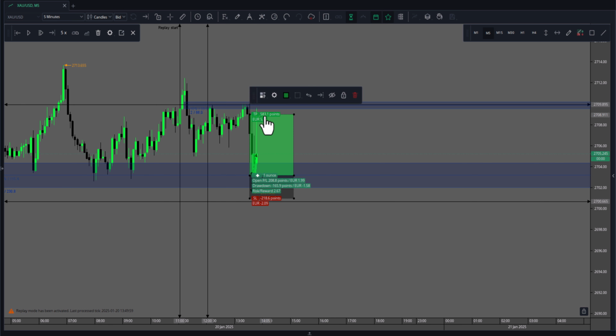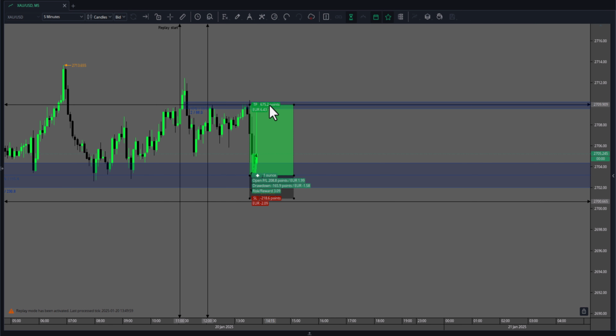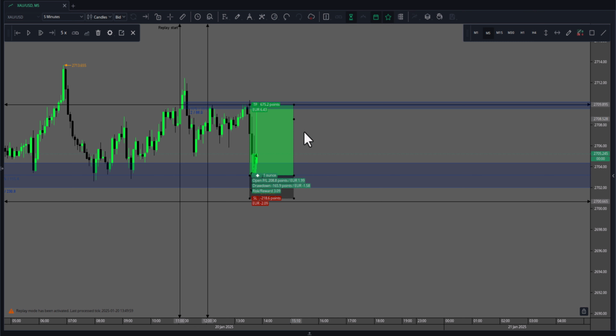So this fair value gap, you know that is very strong. Price will come all the way back into it, will probably hit it and come all the way down. So it's good to take your first TP around this fair value gap.